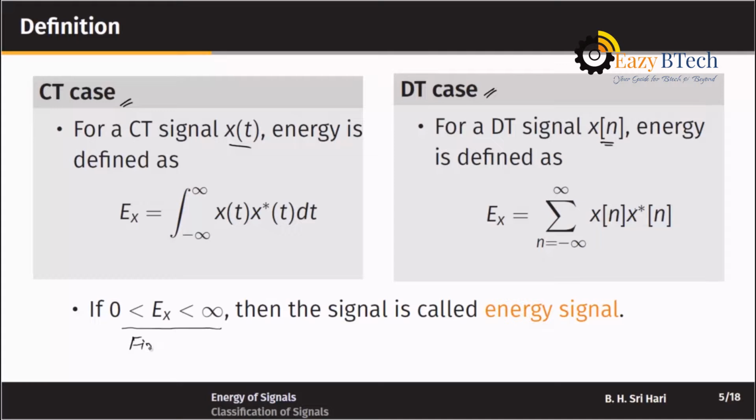If you see this condition, it means that the energy of the signal is finite. Then we say that the particular signal is an energy signal. If the energy of a signal is finite, then we say that the signal is an energy signal. This is valid for both the continuous time case and the discrete time case.